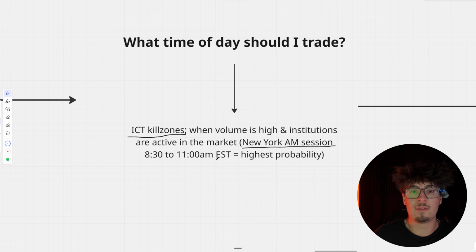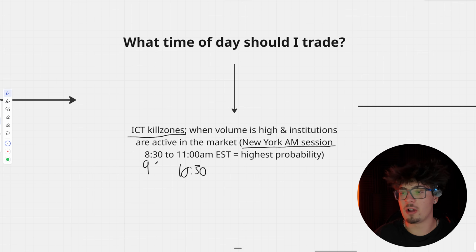Eastern Standard Time. If you want to know exactly when I trade, I actually trade starting at 9:30 Eastern Standard Time and go to about 10:30 Eastern Standard Time. This is what I've just found to be highest probability for me. If you go watch my ICT entry framework, you'll understand exactly why.